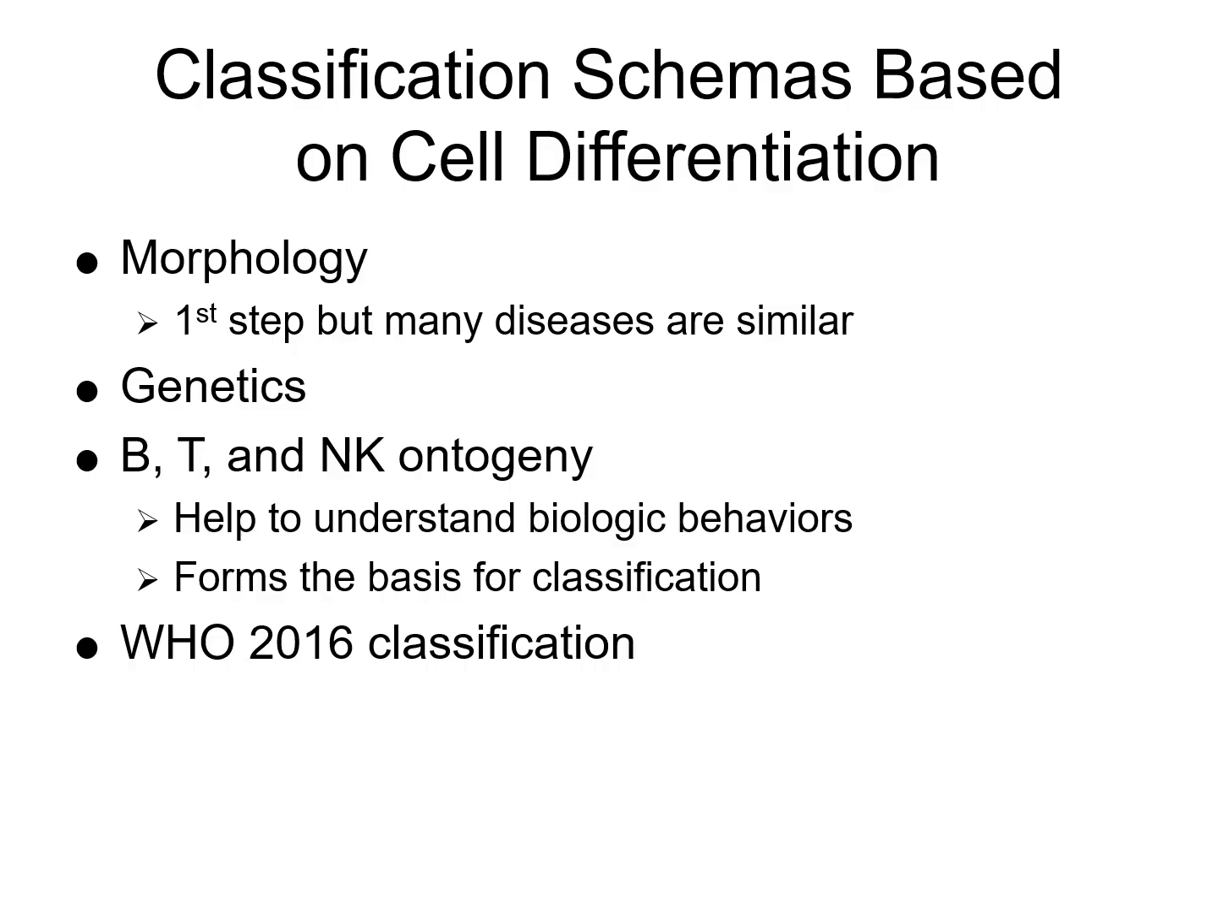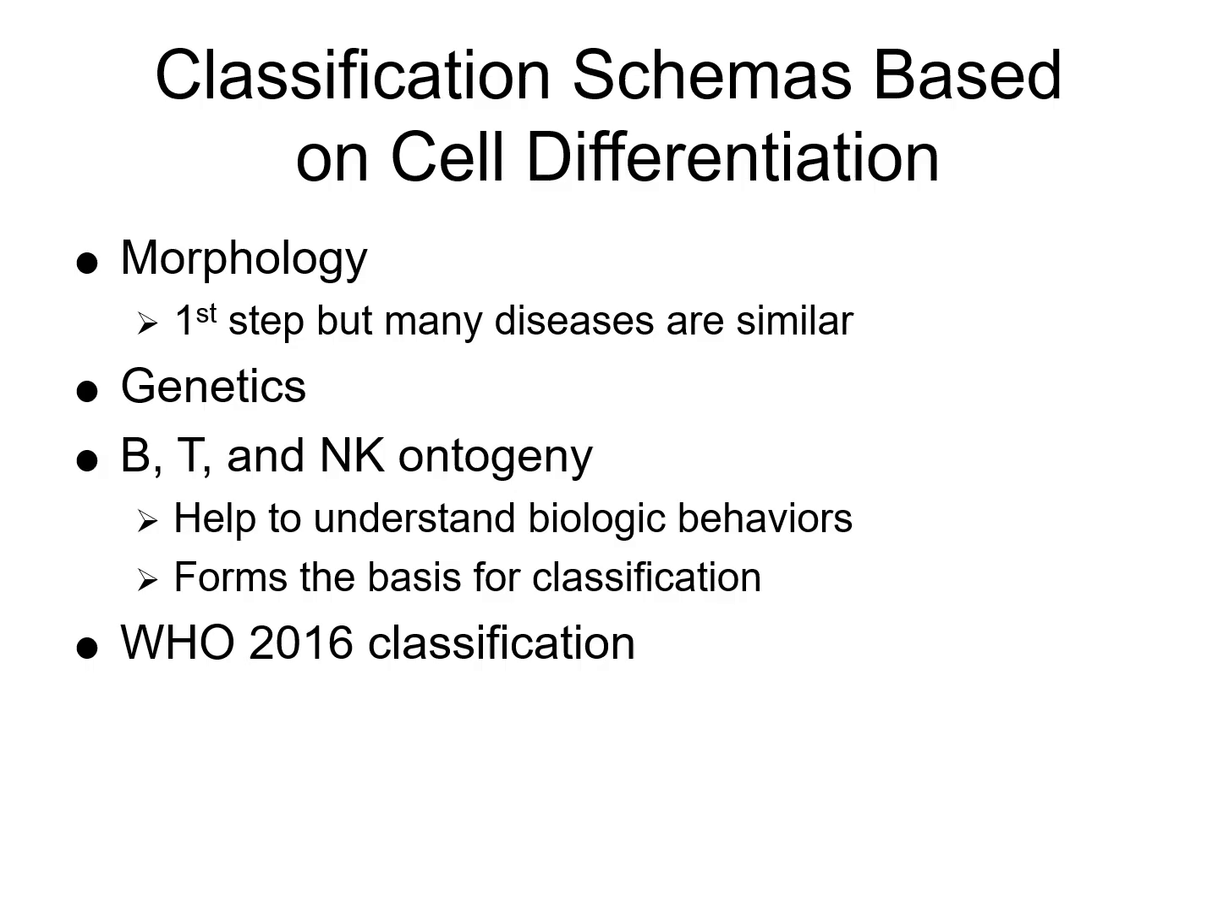For classification of lymphoid neoplasms, we look at morphology, genetics, B, T and NK ontogeny, and the WHO classification. Morphology is the first step in diagnosis and evaluation of those lymphoid neoplasms, but there are a lot of diseases that have overlapping or similar morphological features, which makes diagnosis from this very challenging.